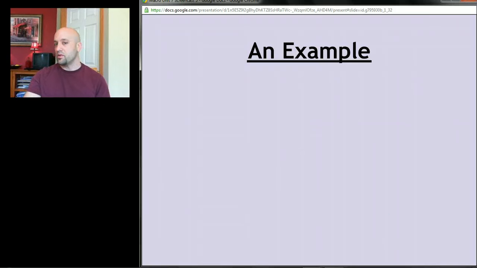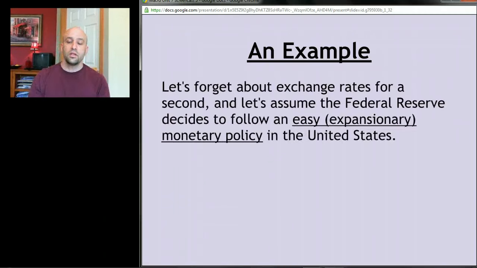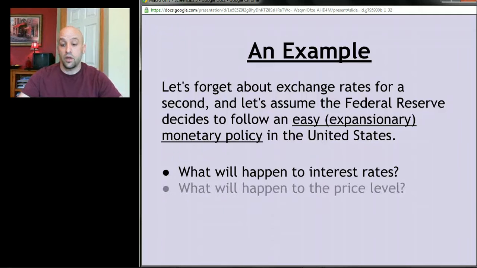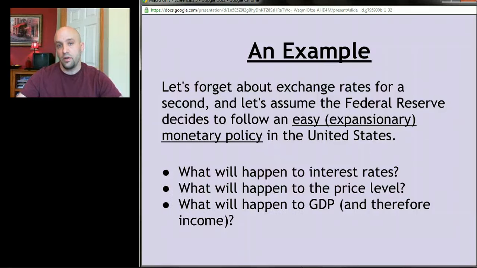Alright, so I want to take you through an example of how complicated this can be and kind of give you a sense of how to think these things through. Let's forget exchange rates for a bit, and let's just solely focus on our country. Let's say the Federal Reserve decides to follow an expansionary monetary policy. Maybe we're in a recession. Now, going back to what you know about expansionary monetary policy, we could think about what that might do to things like interest rates, what it might do to price level, and what it might do to GDP and therefore incomes in our country.